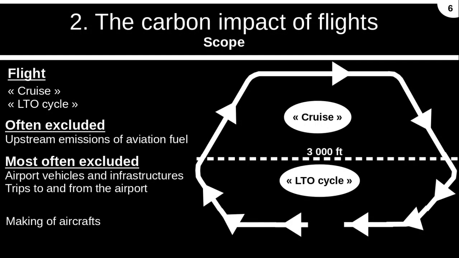What about the making of the aircraft? That emits greenhouse gases, and some share of these emissions should be allocated to each of the flights. But I've never seen these emissions included in flight CO2 figures. Yet the prices of air tickets include some share of the cost of the making of the aircraft. So you understand that the scope can be a narrow scope if we consider only the flight, or a much broader scope.